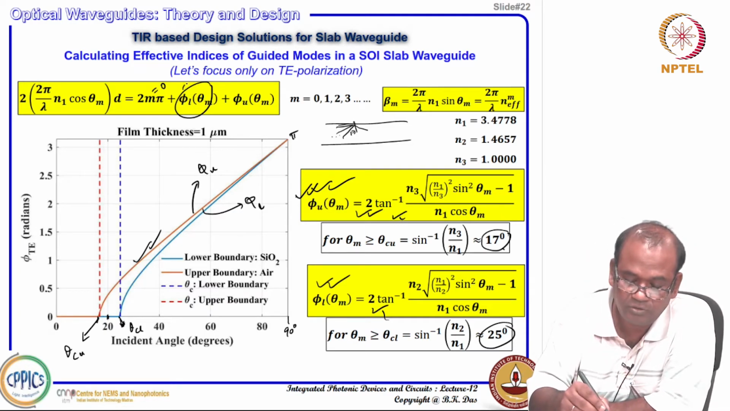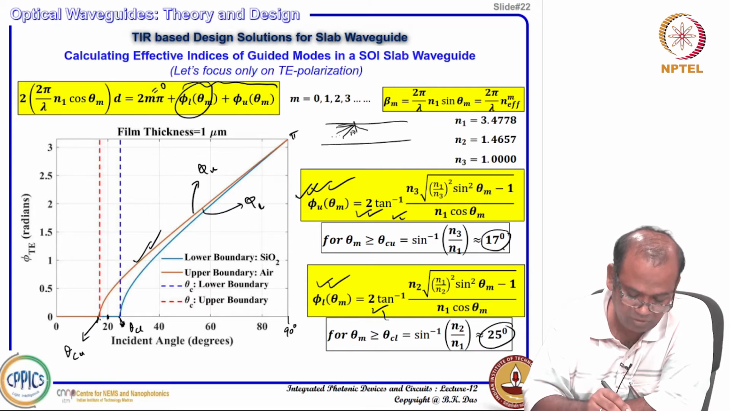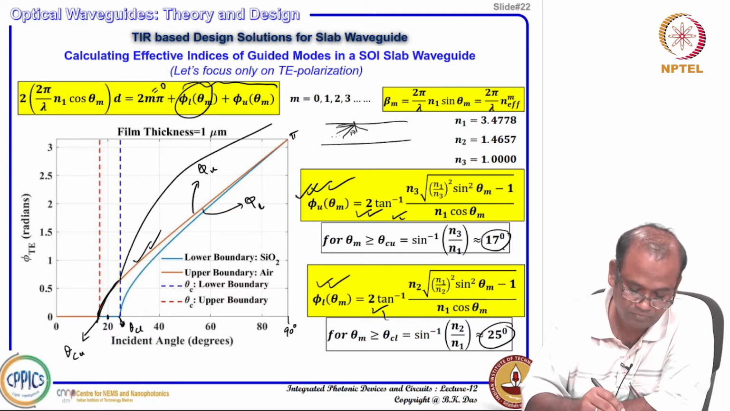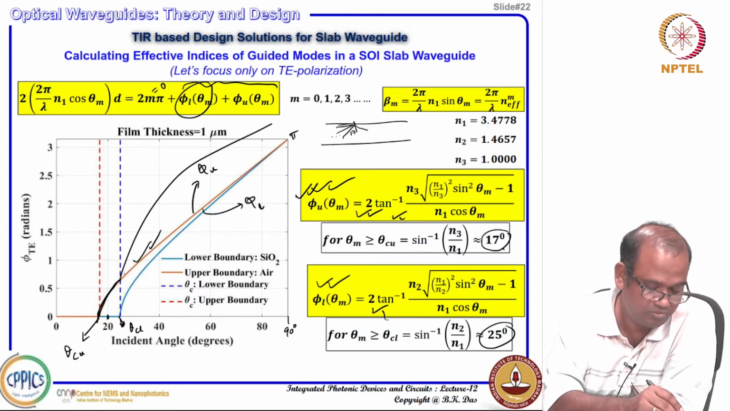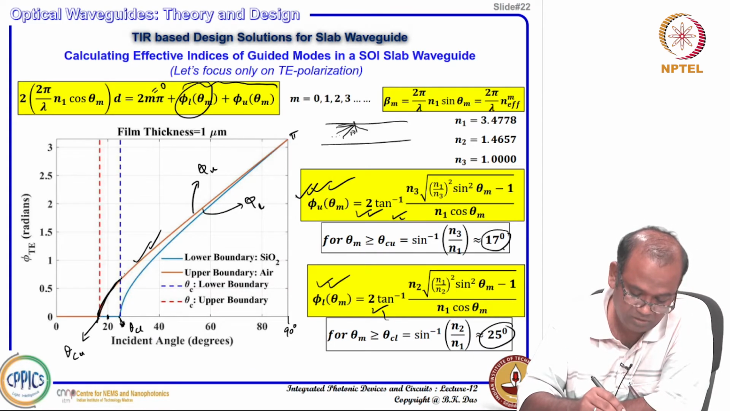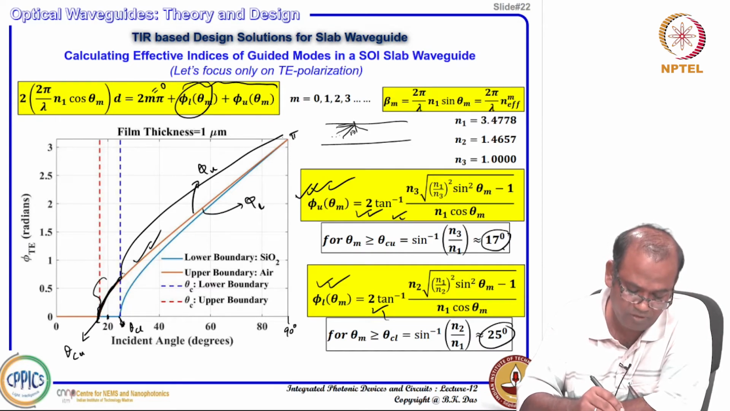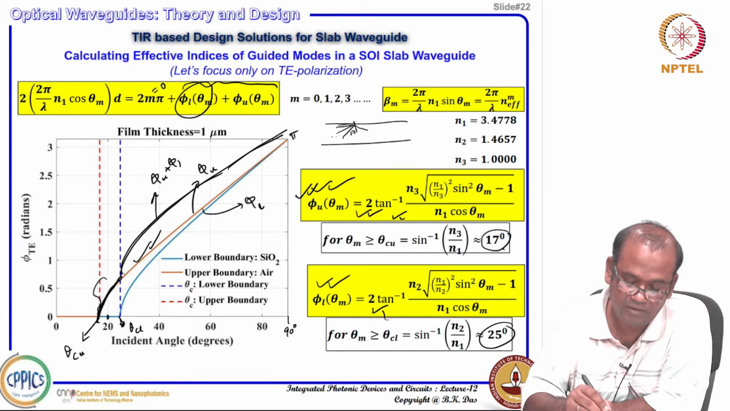Now, if you want to add them together, this is phi u and this is phi l. Up to this point, phi l is 0. From here, if you add them together, you will get something like this, because this value will be added again, pi, right. So this curve can be considered as phi u plus phi l for m equal to 0.